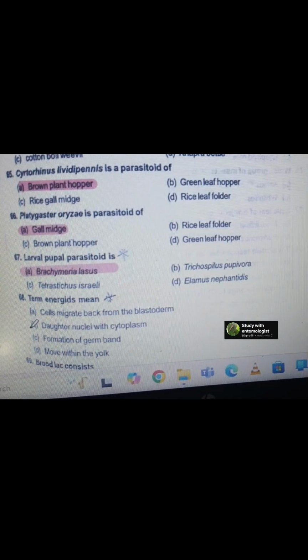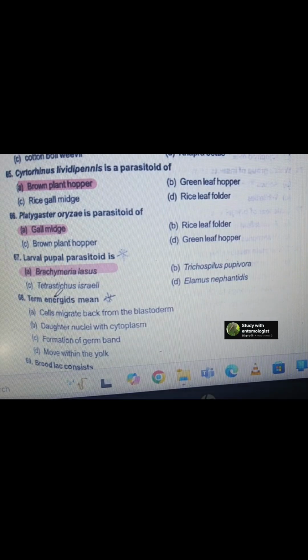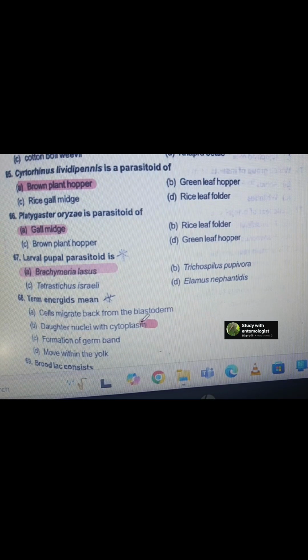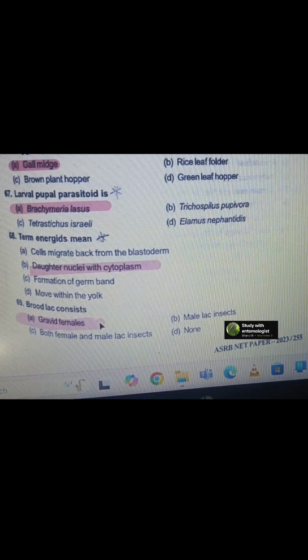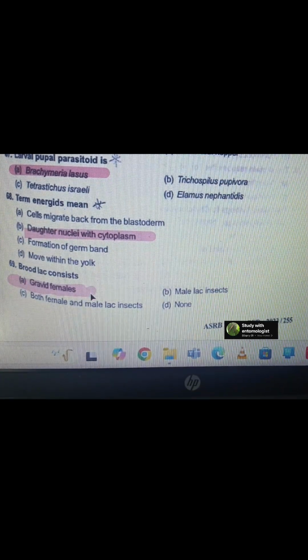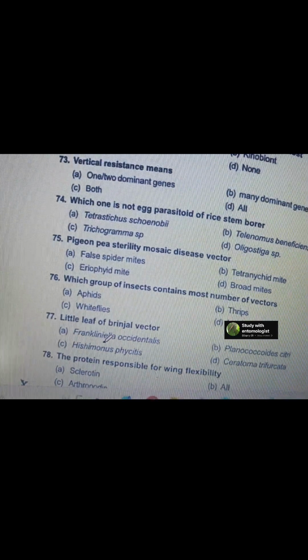Term energid means the daughter nuclei which are filled with cytoplasm. Now they will move inside the egg during the formation of the zygote. Brood lac consists of only gravid females present inside the lac. So it will come under the brood lac.